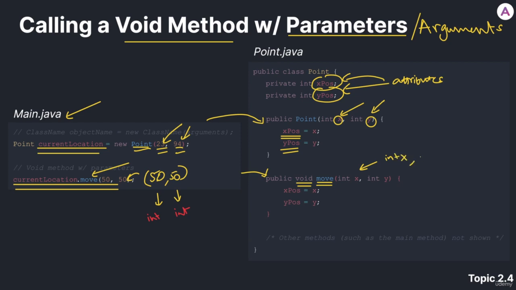An integer called x, it can be called anything though. Integer y called y, although it can be called anything as well. So this move method takes in two integers as arguments, and in our case, we gave it the values 50 and then 50, and it takes those two values and sets xPos and yPos equal to those values. So xPos would now equal 50 and yPos would now equal 50 if we use the move method with these values.